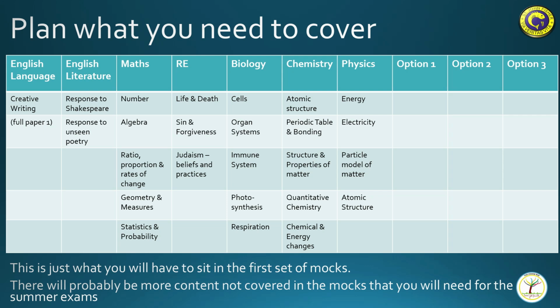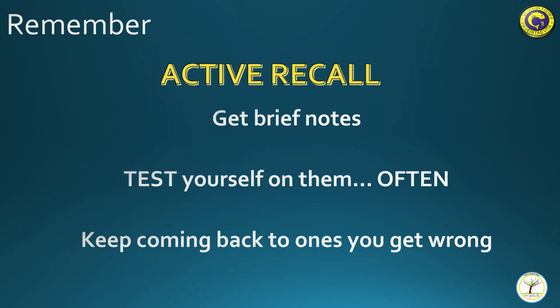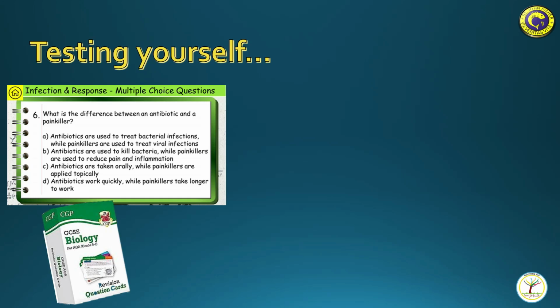Obviously, you'll all have at least one option, if not three options, that you would then need to complete, if you like, the last three columns of this table to say what other topics you would need to revise for those subjects. Remember when we looked at the last video, we said that active recall was the most effective way of doing revision. That's where you get brief notes, whether it be flashcards or posters, test yourself on them often, and then keep coming back to the areas that you struggle with most.